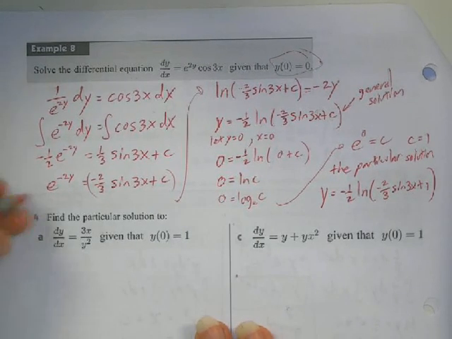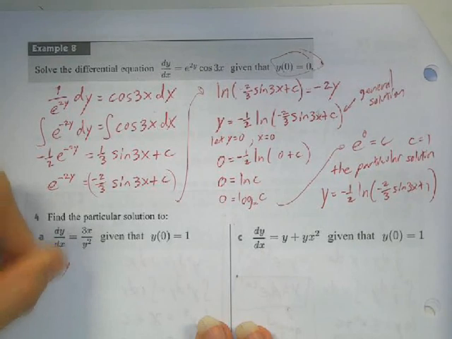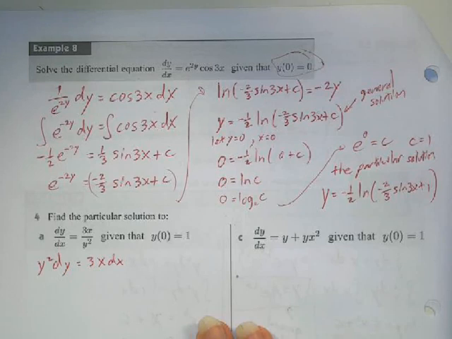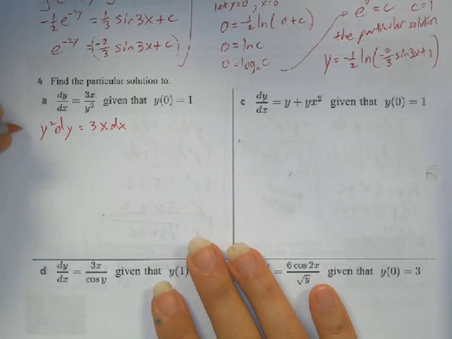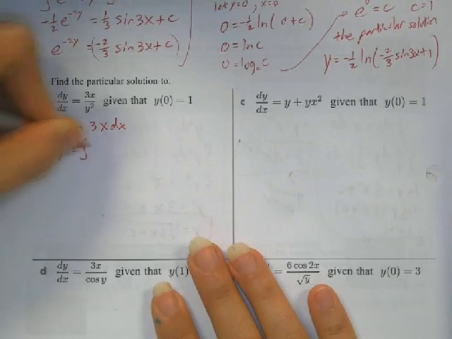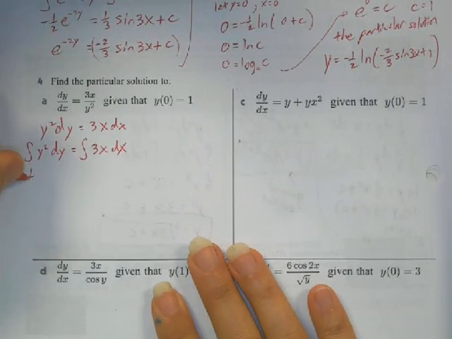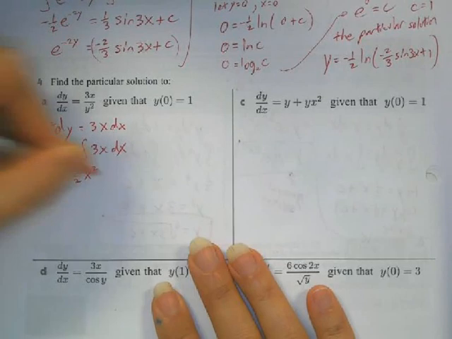So here I'm going to multiply both sides by dx and multiply both sides by y squared. And I get y squared dy equals 3x dx. Okay, and then I get the integral of y squared dy equals the integral of 3x dx. And then I get 1/3 y cubed equals 3 over 2 x squared plus c.